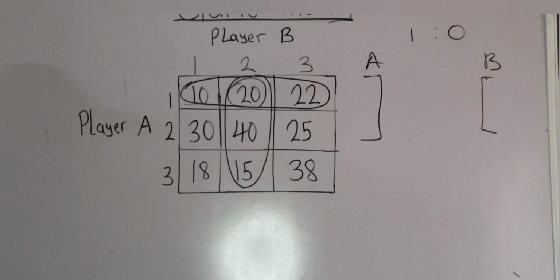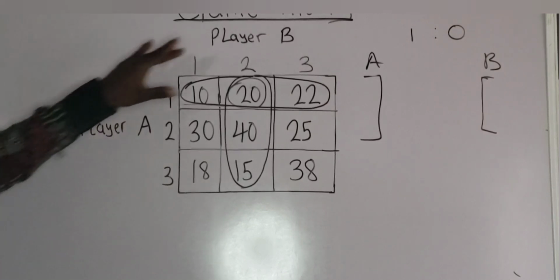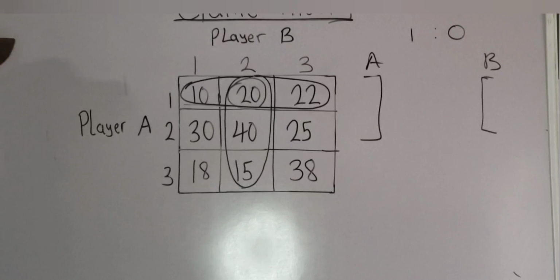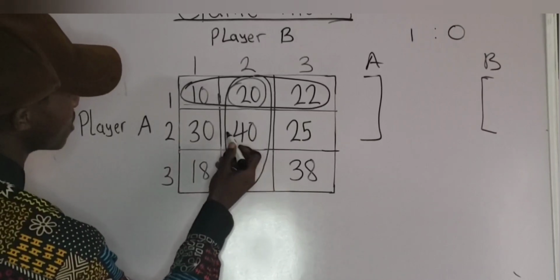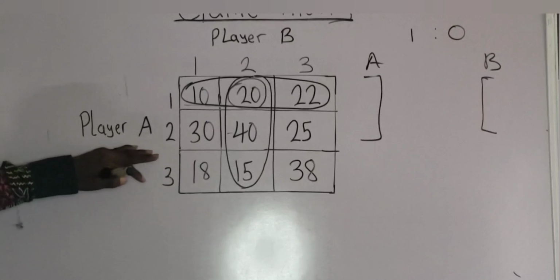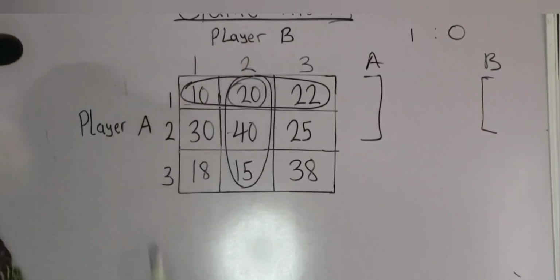So it is very important that you note those 2 points. If the outcome of a game is positive, it is a gain for the player that is here and a loss for the player that is here. Peradventure, if we got negative 40, it is a loss for the player that is here, which is player A, and a gain for the player on the column side, which is player B.